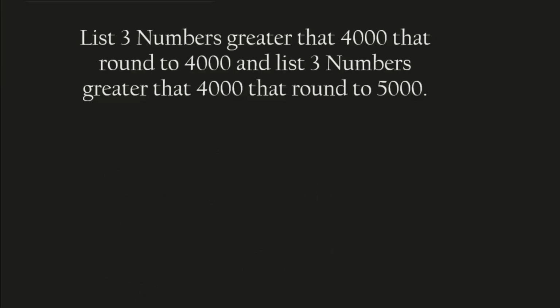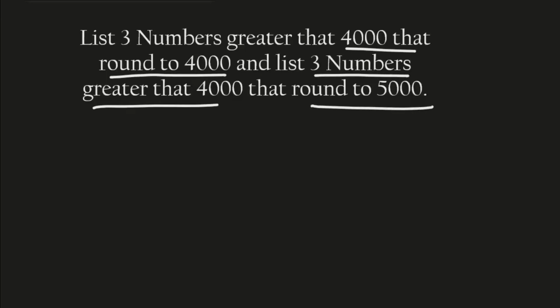Now, let's do one final question. So, list 3 numbers greater than 4,000 that round to 4,000, and list 3 numbers that are greater than 4,000, again, but round to 5,000. So don't get confused, because this is pretty much the same thing, just a different type of question. So what we're doing is we need to figure out 3 numbers that are greater than 4,000 and that round to 4,000. And we need to figure out 3 numbers that are greater than 4,000 but round to 5,000.